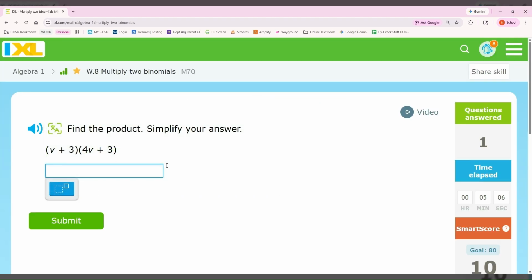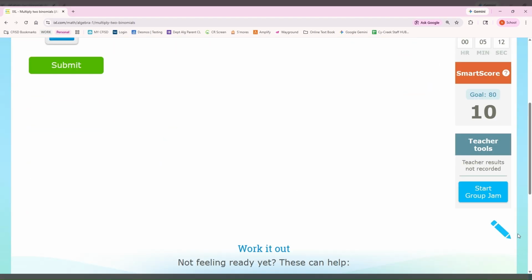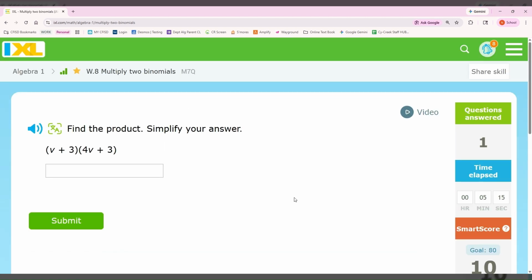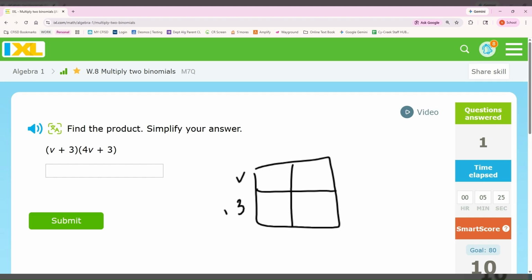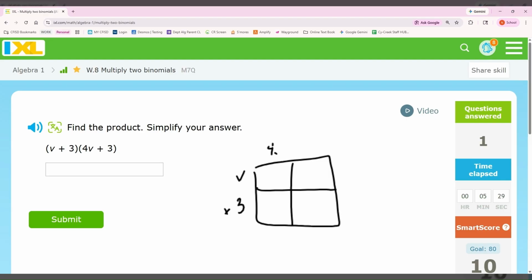This one's a little bit different. This one has some coefficients with your variable, whereas the previous one had no coefficients, but you're literally going to do the exact same thing. So I'm going to put my first factor, which is v plus 3. Then I'm going to put my second factor, which is 4v plus 3.